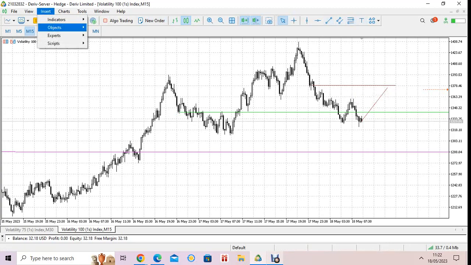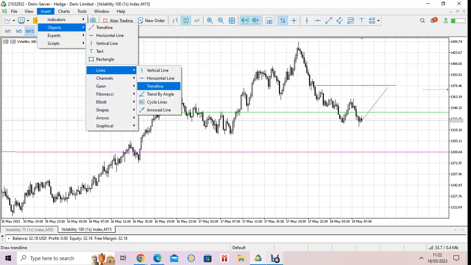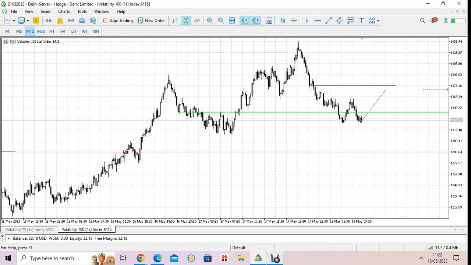And let me just go to objects, arrow line. So this is the type of trade I would get into today. Basically this is the trade I'm actually waiting for today. If it doesn't happen, then there'll always be another trade. But if it does, then yeah. So this would be an opening price.